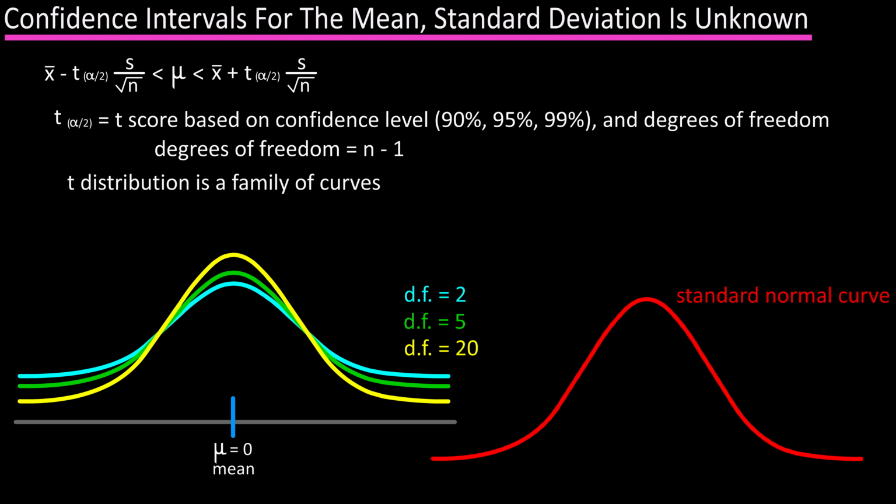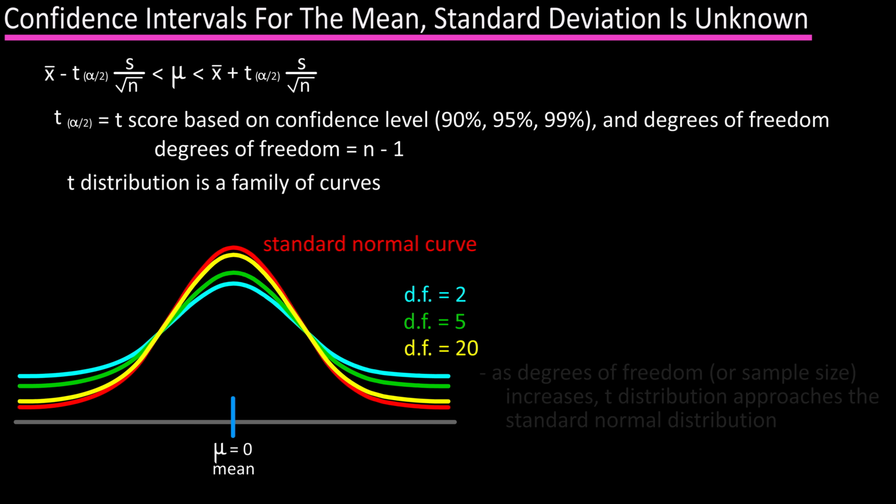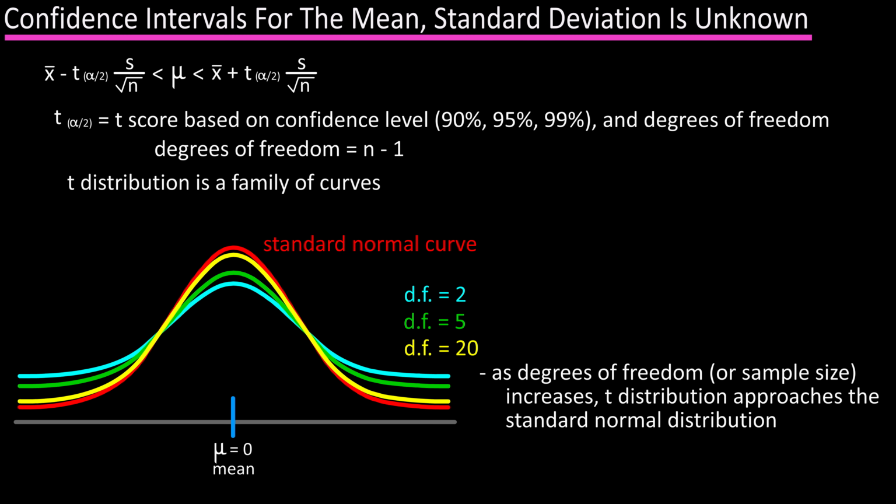And now here's the standard normal distribution, or z-curve. If we put them together, you can see as the degrees of freedom increase, or as the sample size increases, the t-distribution approaches the standard normal distribution, the z-curve. And we will use the symbol d.f. for the degrees of freedom.